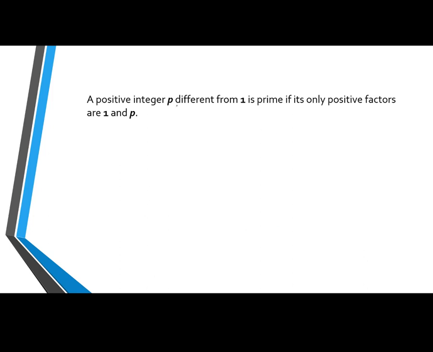So a positive integer p, different from 1, is prime if its only positive factors are 1 and p. Okay? Masabot ani if natay certain number, if ang factors ana niya is only x times 1, or in this case p times 1, these are called prime numbers.